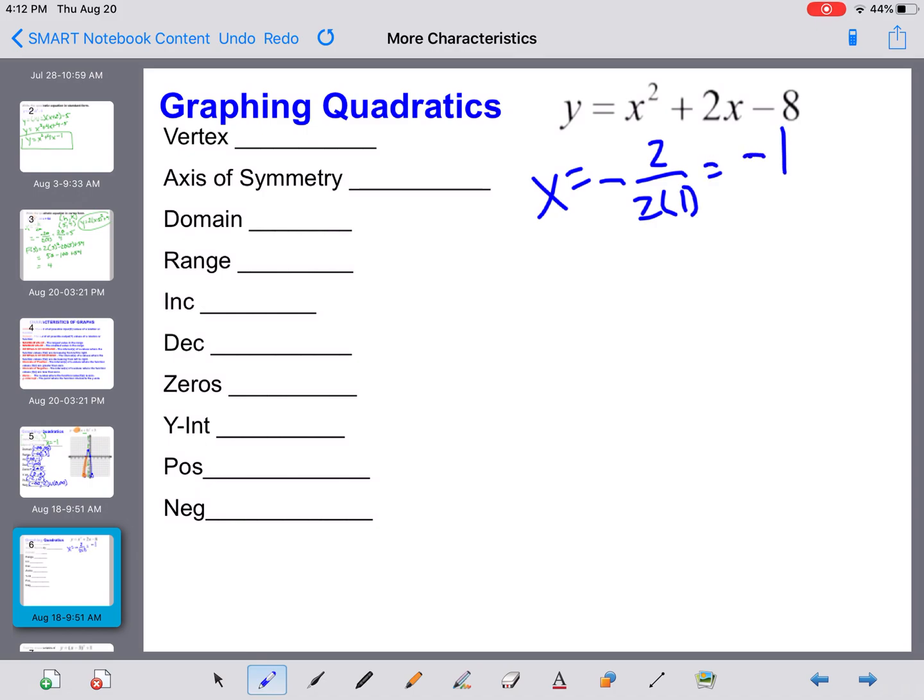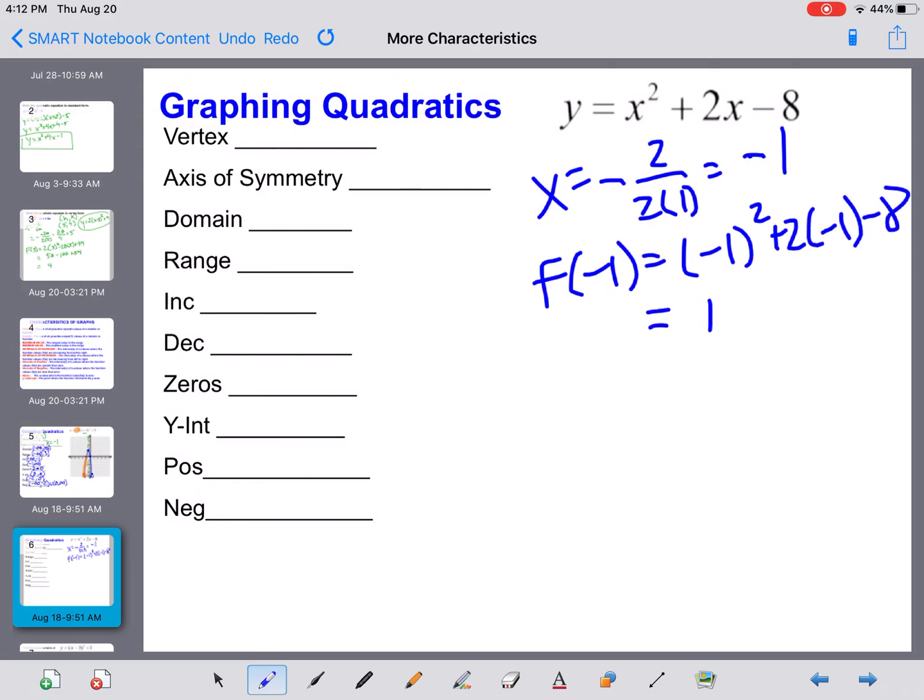If we plug that back in, so f of -1, you could use a calculator to speed this up. But we're going to get 1 minus 2 minus 8, which is -9. So our vertex is (-1, -9). Our axis of symmetry is x equals -1.